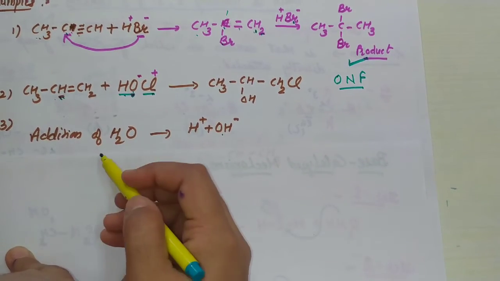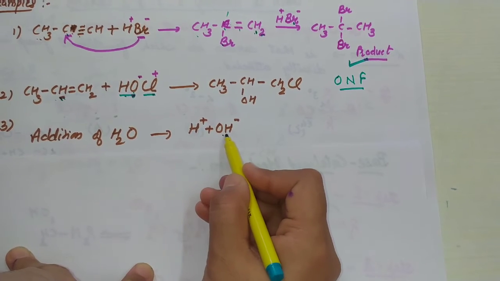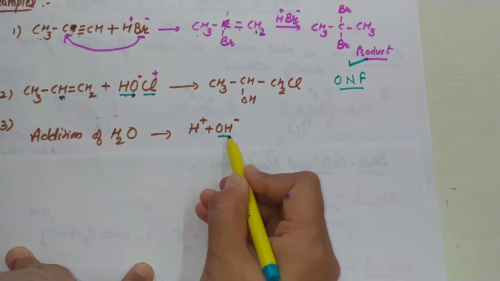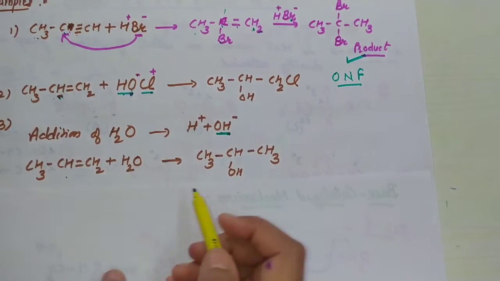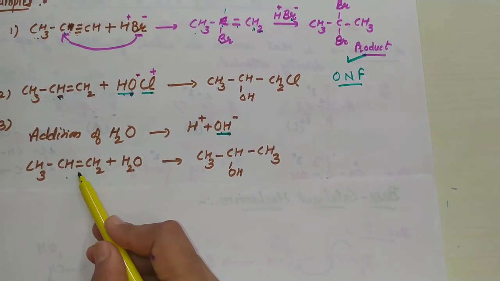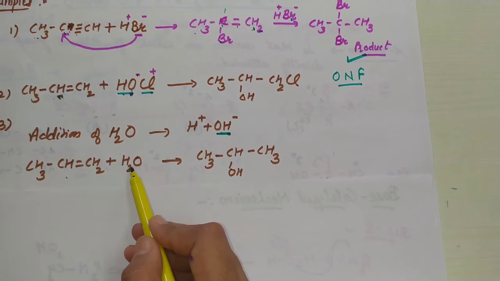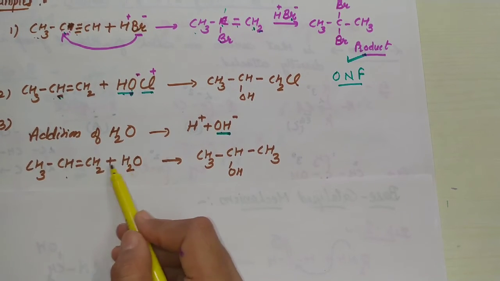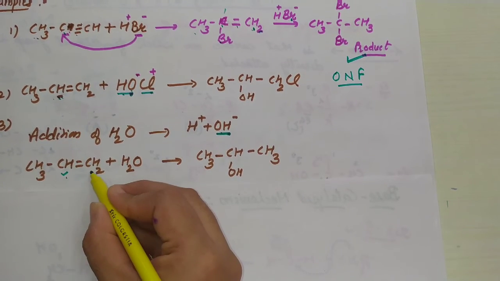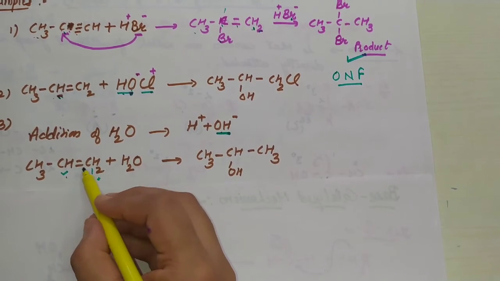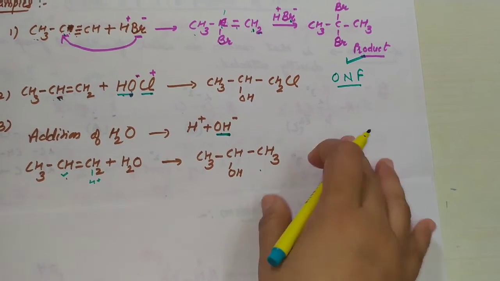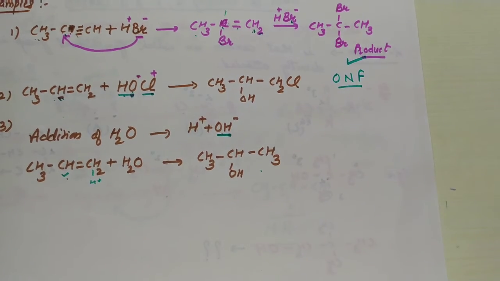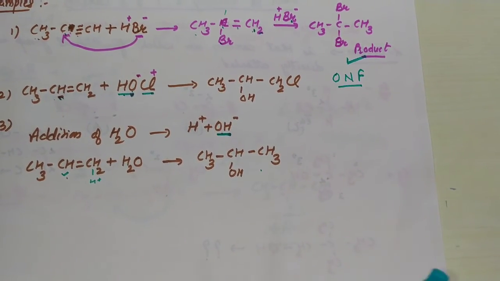Next is addition of water. Water can be written as H positive plus OH negative. Here the negative charge is OH negative. Negative charge goes to that carbon which bears a lesser number of hydrogens. For example, this one: CH3, CH double bond CH2 and water. In this case, H positive and OH negative. OH negative goes over there and H positive goes over there because negative charge goes to that carbon which bears a lesser number of hydrogens. So this is the product. And these are all the examples which I explained according to Markovnikov rule.